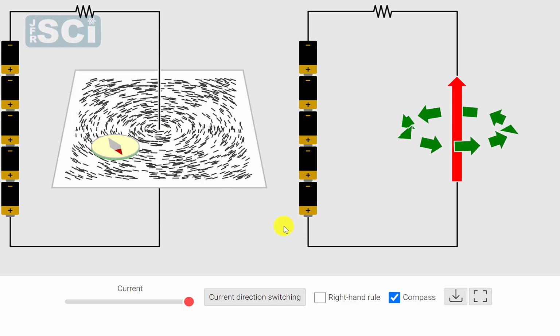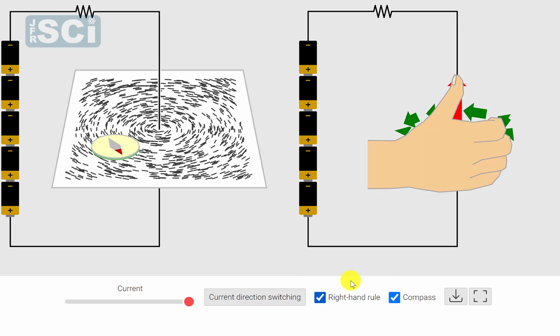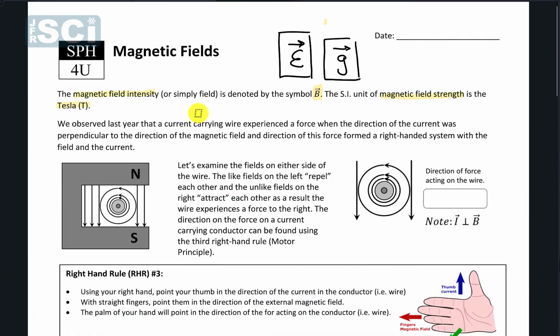So the right-hand rule you may remember is that we're going to point our thumb in the direction of the current, and the way that our fingers would wrap around that wire would tell us the direction that the magnetic field is acting. Now, if we were to look at our note here, we can't really draw three-dimensional on a two-dimensional surface, being our piece of paper.